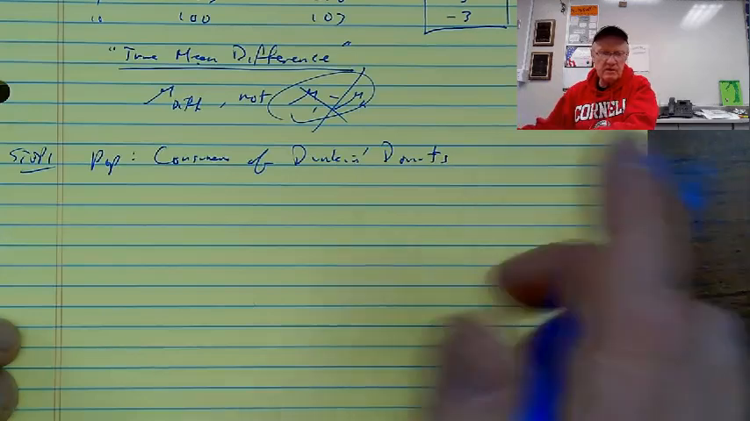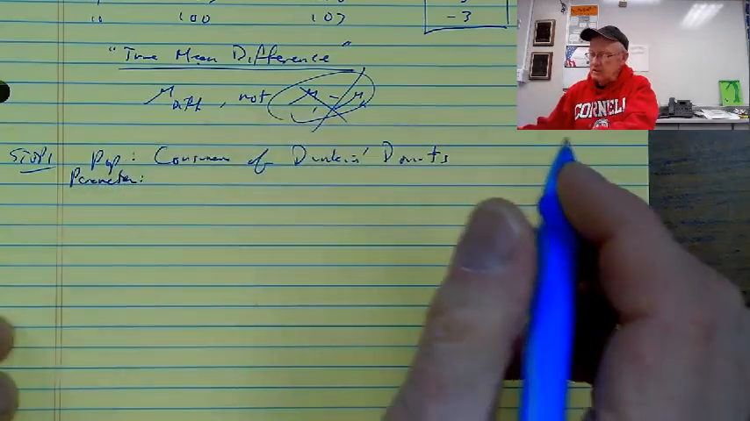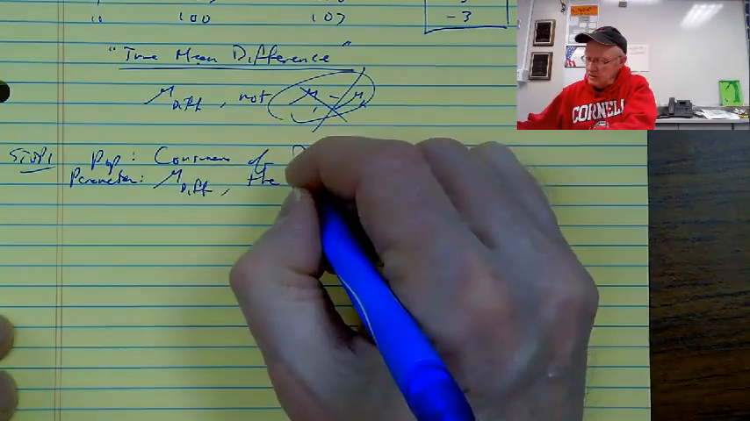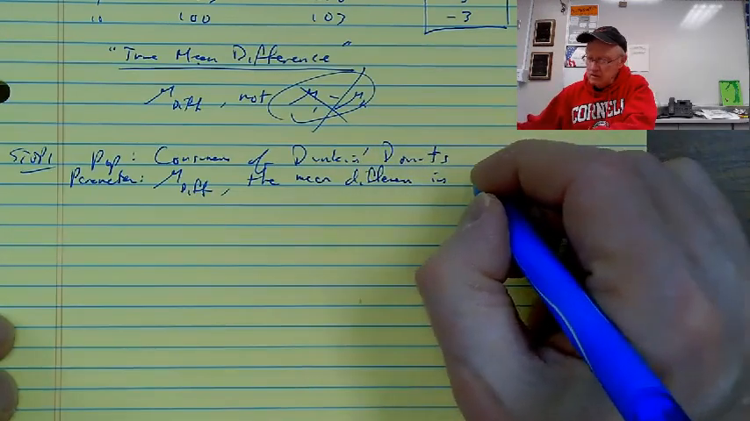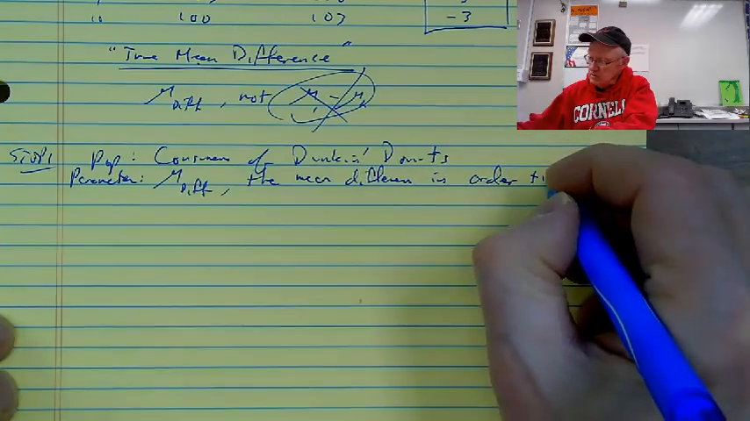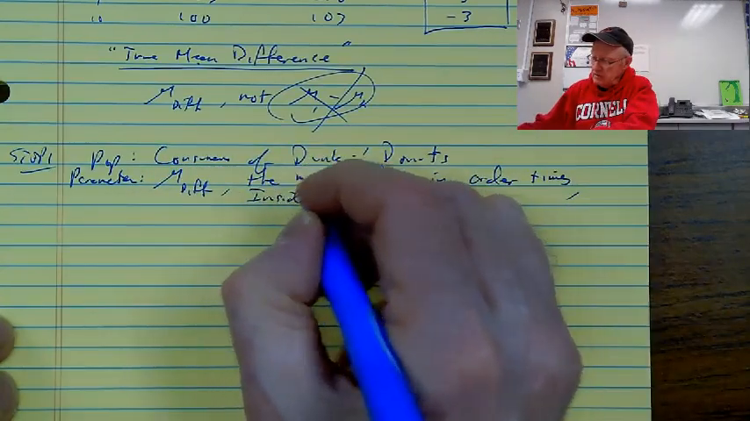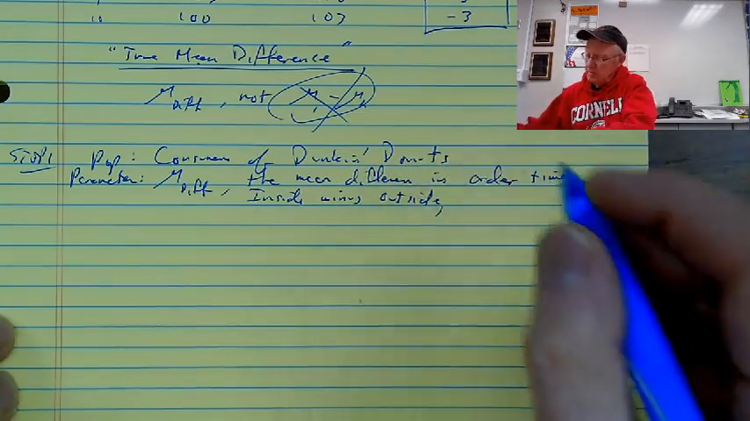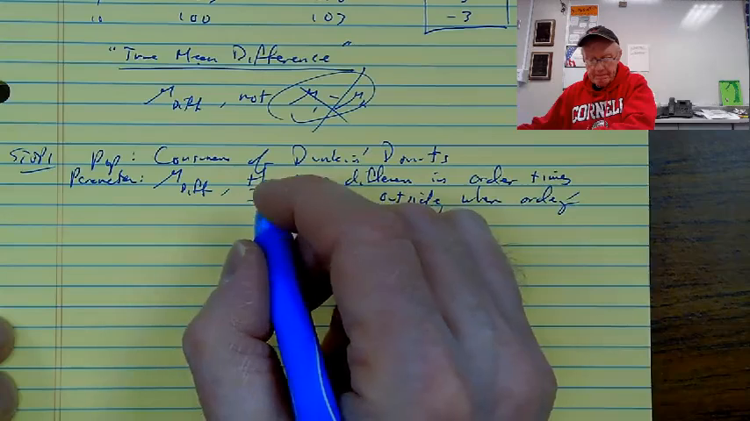Okay, the parameter is going to be mu diff, the mean difference in order times, inside minus outside, when ordering iced coffee.